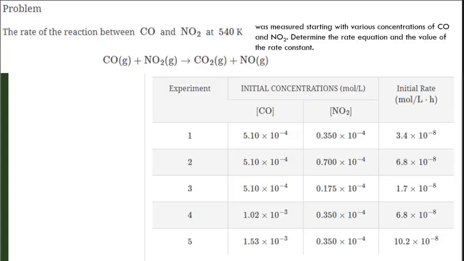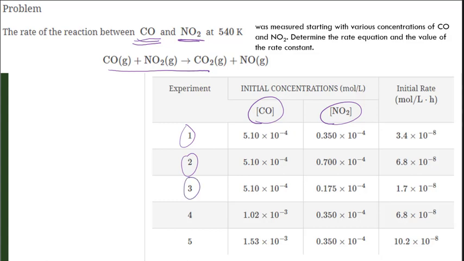Let's look at another example. I've got this reaction between carbon monoxide and nitrogen dioxide, and we are looking at the concentrations of both of those reactants in experiments 1, 2, 3, 4, 5. So let's find an experiment where carbon monoxide stays the same, and I could look at 1 and 2, or 2 and 3, or 1 and 3, it doesn't matter. I'll just pick 1 and 2 because they are the first two where carbon monoxide stays the same. So when that stays the same, we're going to look at what happens to NO2.